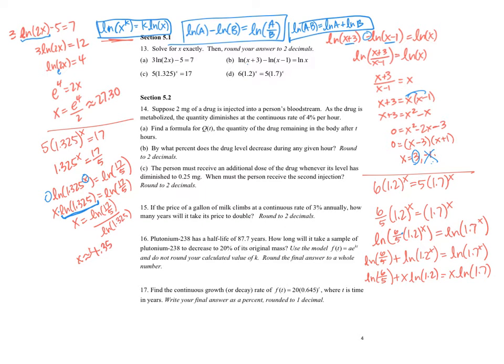And now I just have a linear function in x. So I can move all the stuff that has x's in it to one side, and all the stuff that doesn't have x, I'll switch to the other side. So this term I'm going to move to the other side, and this term I'm going to move to that side. So I'm going to move those two terms. So if I do that, I'll have x natural log of 1.2 minus x natural log of 1.7 equals negative natural log of 6/5. Okay. And then I can factor the x out.